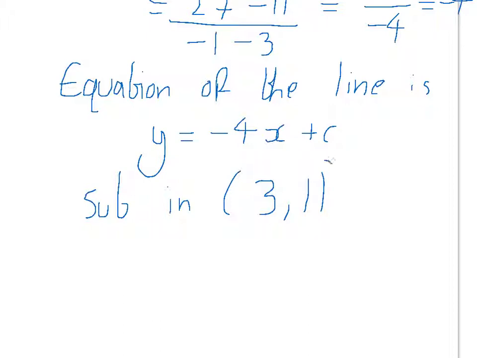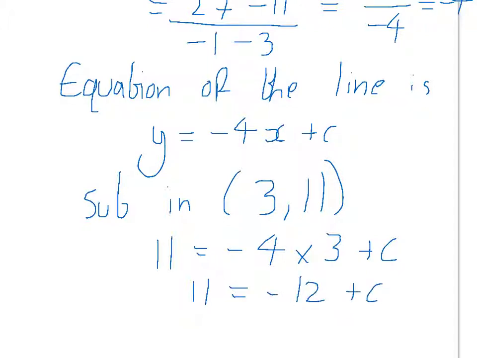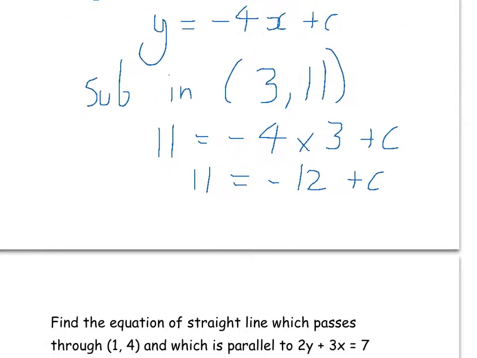(3, 11). Remember, the 3 is the x component and 11 is the y component. So 11 equals minus 4 times 3 plus c. So 11 equals minus 12 plus c. So to solve this, we add 12 to both sides, which means that c is equal to 23. So finally, we now know what our y-intercept is, so we can complete this equation. So the equation is y equals minus 4x plus 23.